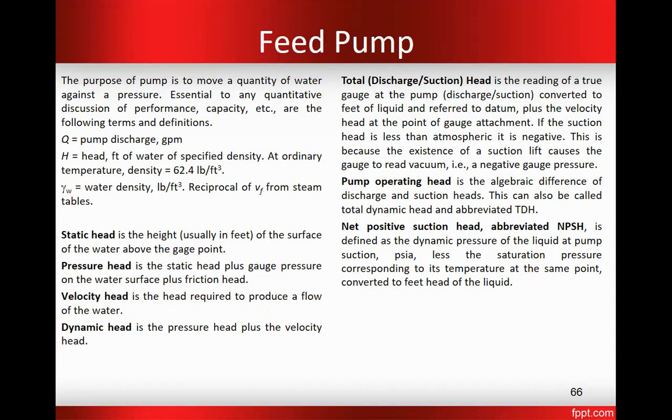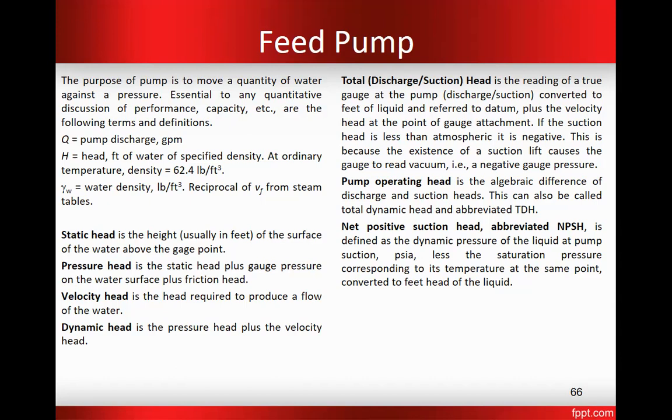So static head is the height, usually in feet, of the surface of the water above the gauge point. Pressure head is the static head plus gauge pressure on the water surface plus friction head. Velocity head is the head required to produce a flow of water. Dynamic head is the pressure head plus the velocity head. So the total discharge or suction head is the reading of a true gauge at the pump discharge or suction converted to feet of liquid and referred to the datum, plus the velocity head at the point of gauge attachment.